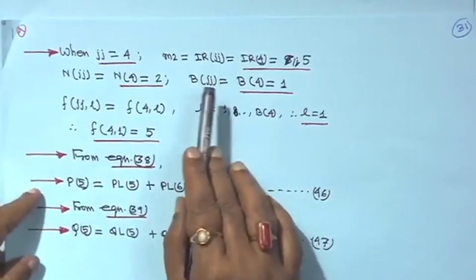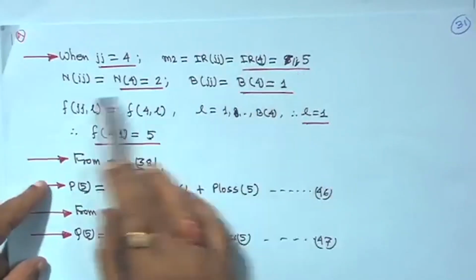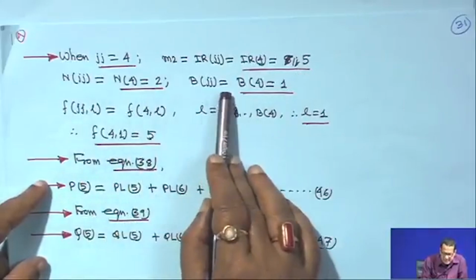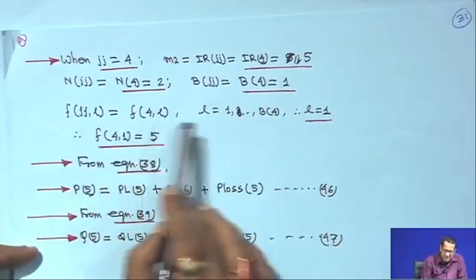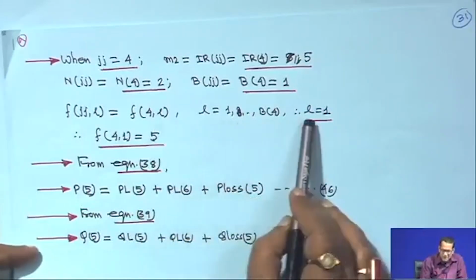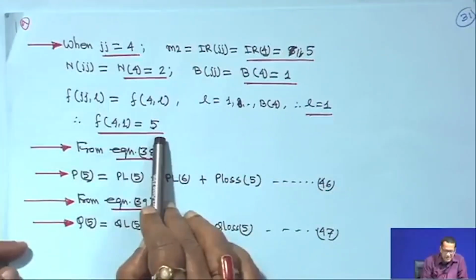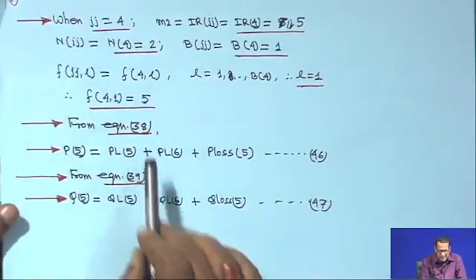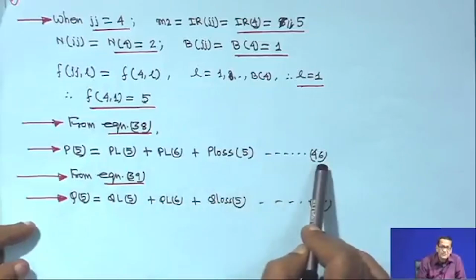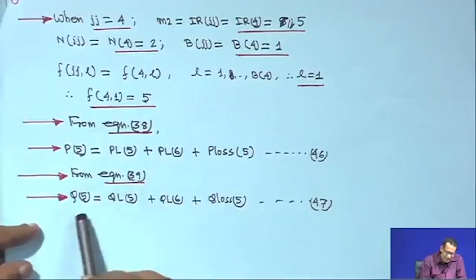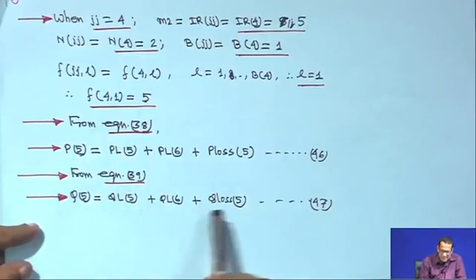Similarly, when JJ is equal to 4, not going to the diagram again and again, because this is understandable now. M2 receiving end node is 5 and N4 is 2, same as before, and in that case B4 is 1, that is only one element, right. Therefore, F4L, so L is equal to just 1 to B4, so it is only one element, F41 is equal to 5. Therefore, from equation 38, P5 is equal to PL5 plus PL6 plus P loss 5, this is equation 46, and from equation 39, Q5 is equal to QL5 plus QL6 plus Q loss 5.